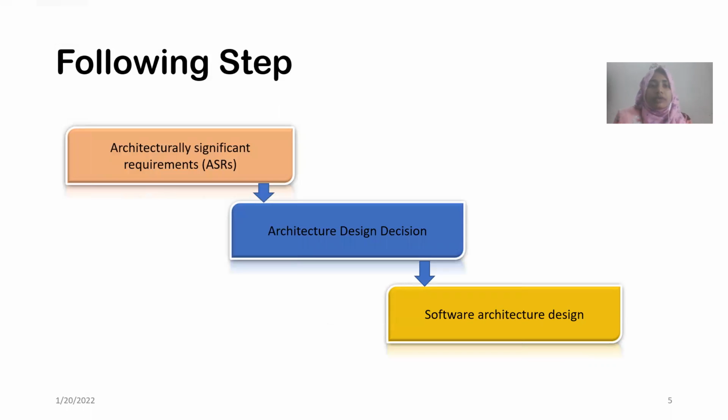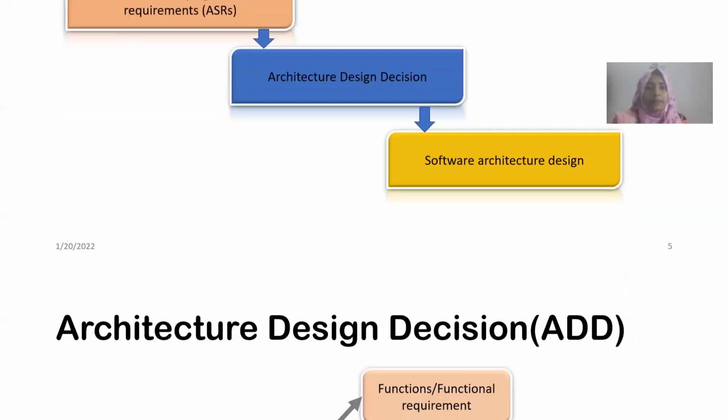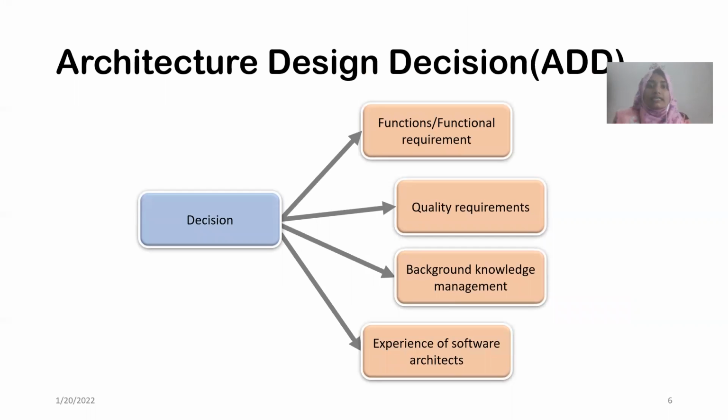Now, we can follow 3 steps. At first, we collect our requirements. Then, based on these requirements, we take our architecture design decisions. And based on these design decisions, we can provide our software architecture design. Next, architecture design decision. What is an architecture design decision?